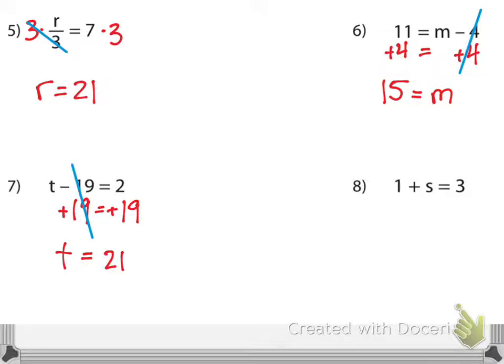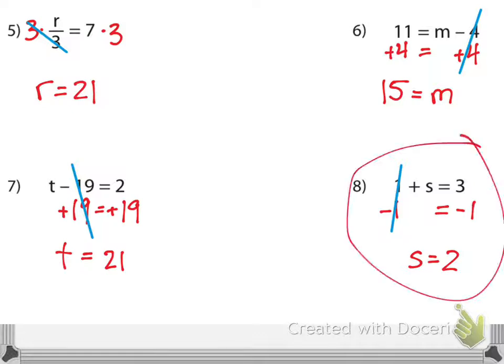Number 8. I would like Jalen to solve it. Jalen, what operation am I doing to solve number 8? Subtraction. What am I going to subtract? 1. Perfect. So minus 1, minus 1. What's 1 minus 1? 0. What's 3 minus 1? 2. S equals 2.